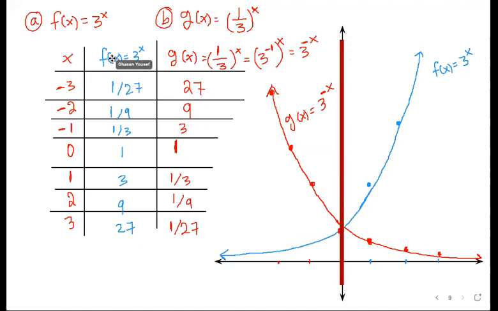So the function f of x equals 3 to the x and the other function 3 to the minus x are the same, but they are reflections around the y-axis. So when the minus is up as an exponent, this means we have to reflect the function around the y-axis. Any questions so far?